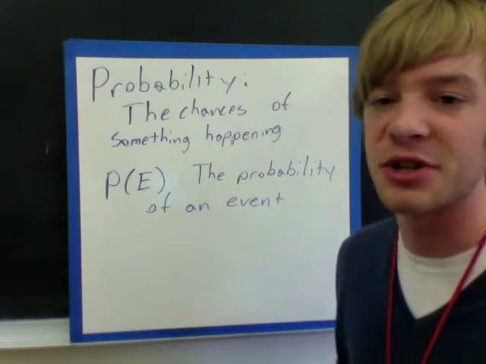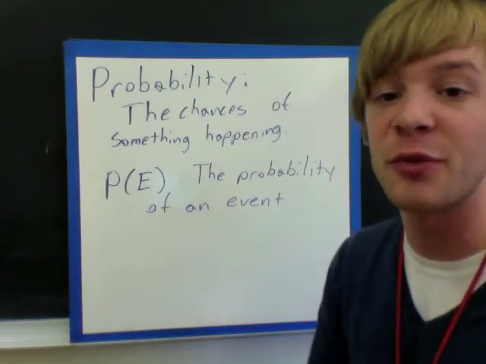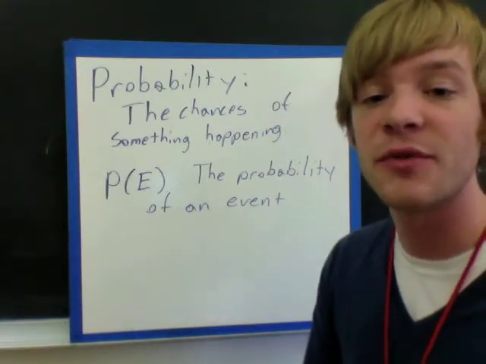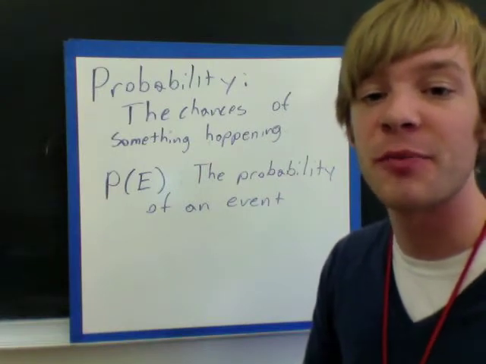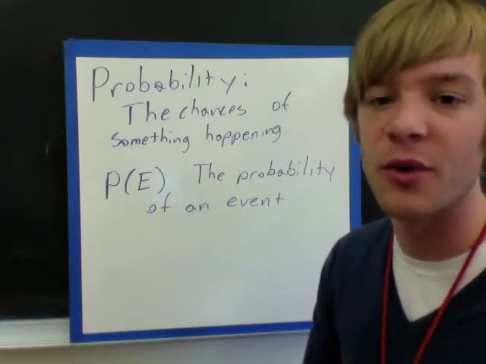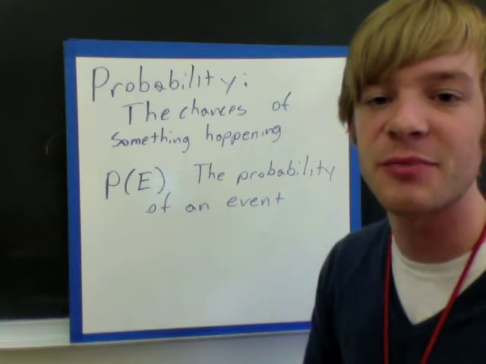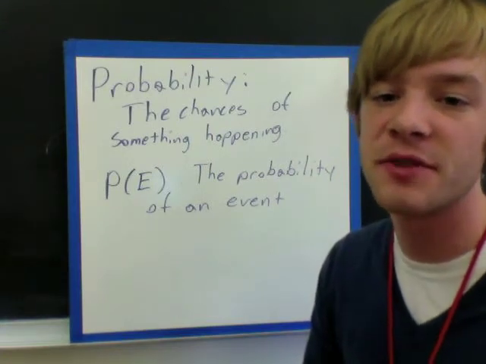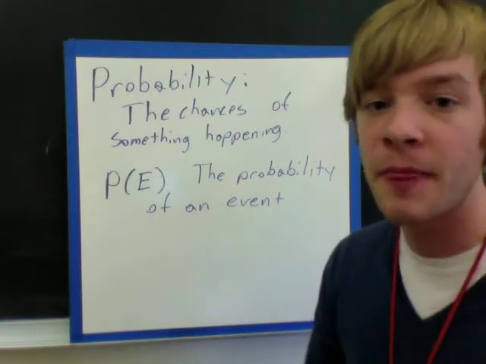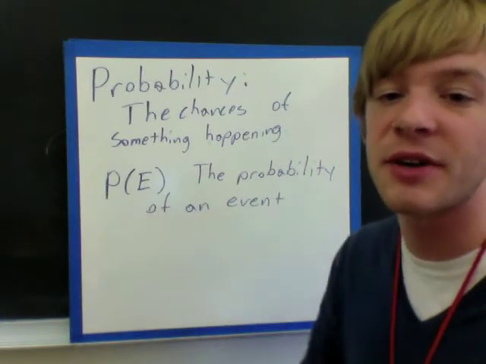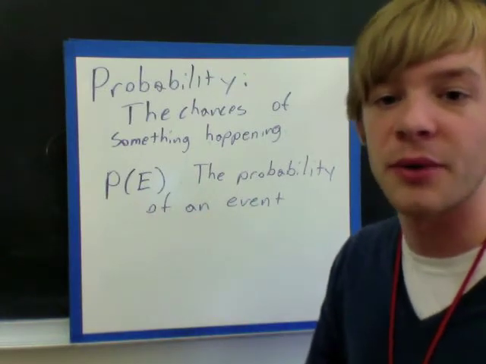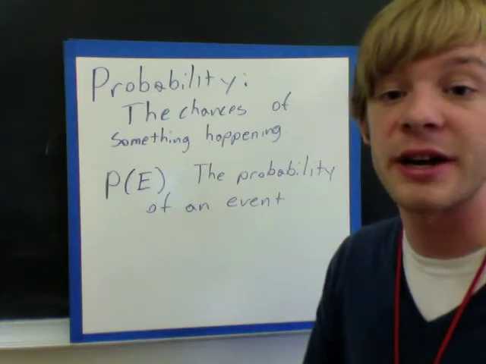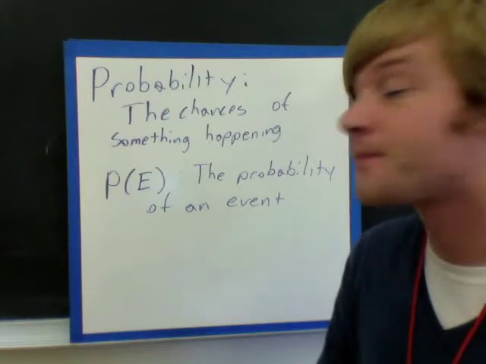Obviously E will change, but if we're just talking about a general event with no name, then E is a good representation of that. If, for instance, I'm talking about the probability of getting heads when flipping a coin, I might say the probability of H for heads, or just as likely the probability of tails, P of T. But the P in parentheses is going to be very, very common, so I wanted to introduce that to you so you recognize it when you see it on a problem.